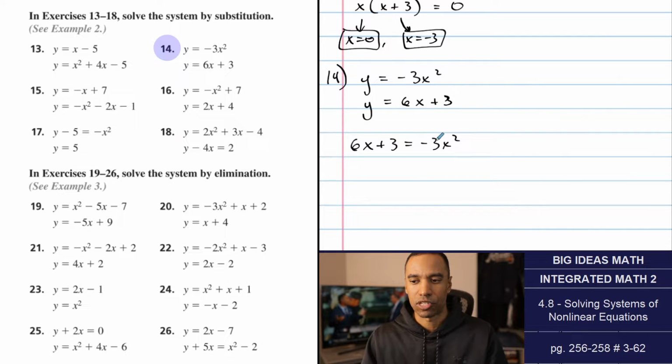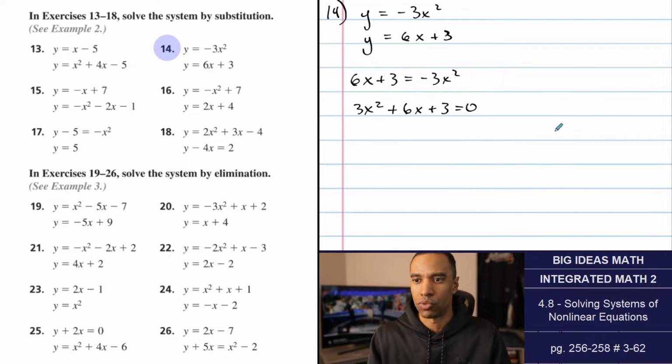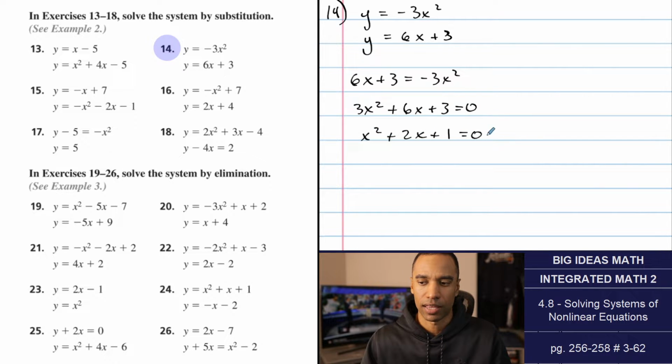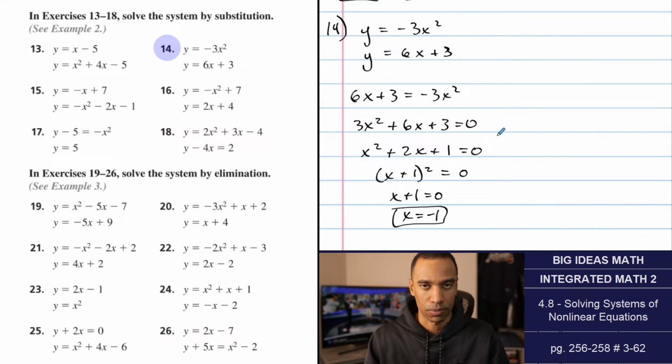This problem's good to have set up this way, because if I add 3x squared over, get it positive, we have that. Now, everything can divide by 3. Please go ahead and do that. Have a GCF factored out. Divide by 3, and we got this guy here. This is a perfect square trinomial. This factors into x plus 1 quantity squared, whether you call it solving by factoring or square roots. Take the square root of both sides. You say x plus 1 equals 0. Therefore, x equals negative 1. There will only be one solution to this here.